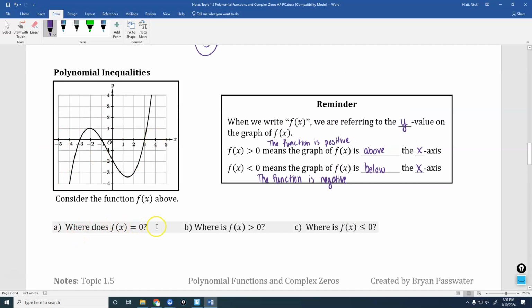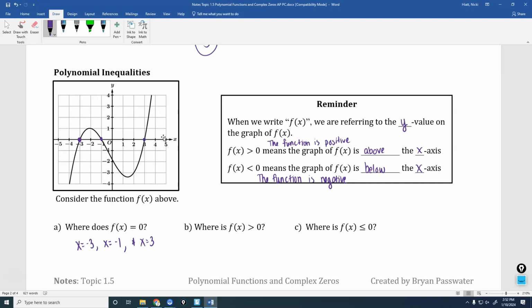where does f of x equal 0? So f of x is going to equal 0 whenever our y-coordinate is 0. This happens on the x-axis, these points right here where we touch the x-axis. So if you think about the coordinates of these points, this is negative 3, 0, this is negative 1, 0, this is 3, 0. The y-coordinates are 0 there. So those happen at these points. That would be at x equals negative 3, x equals negative 1, and x equals positive 3. Those are places where f of x equals 0.